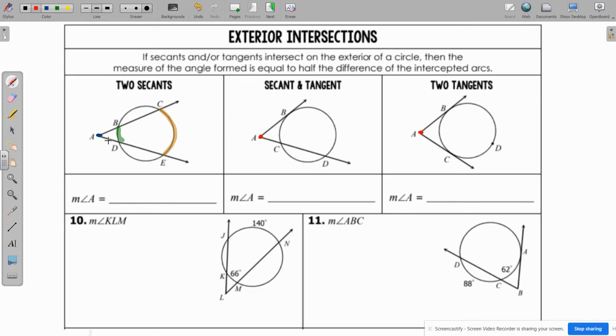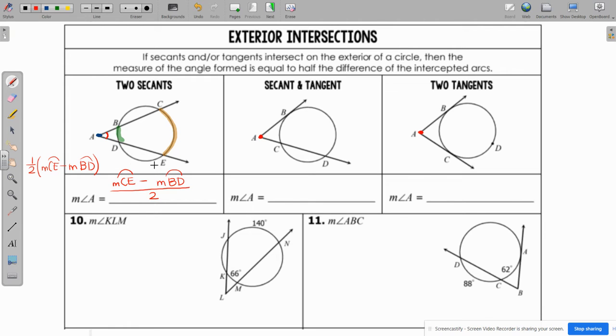So the measure of this angle, angle A on the outside here, is equivalent to half of the difference of these two arc measures. So you always want to do the big arc measure minus the small. So in this case, it's the measure of arc CE minus the measure of the smaller arc, in this case BD, and you take that and you divide by 2. Now another way to write the same thing, you could say it is 1/2 times the measure of arc CE minus the measure of arc BD.